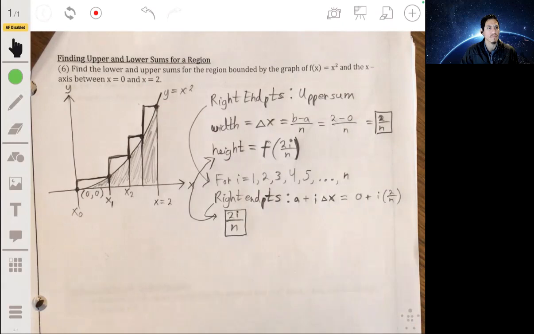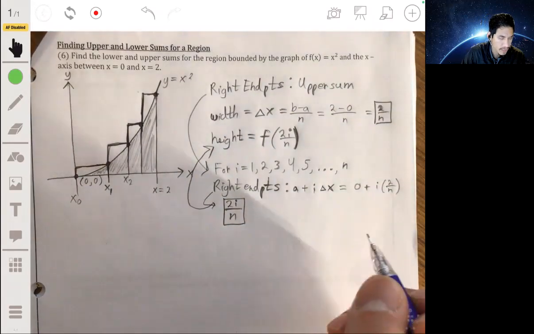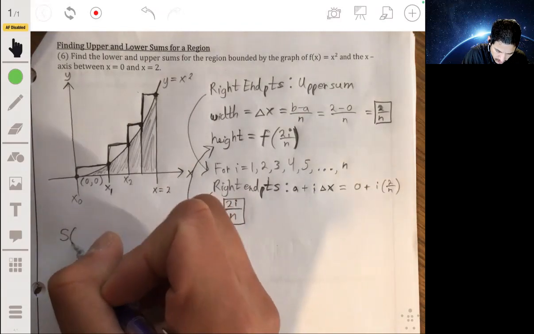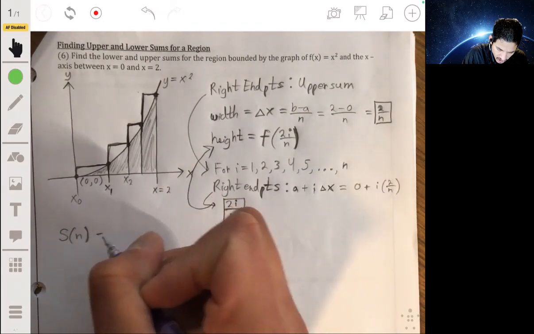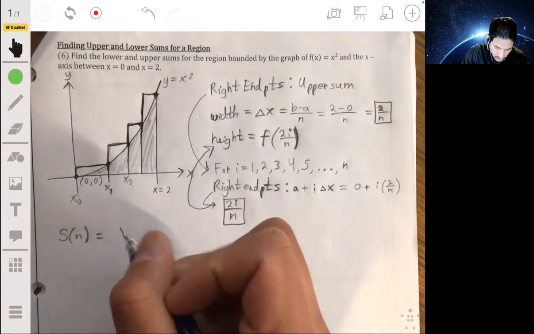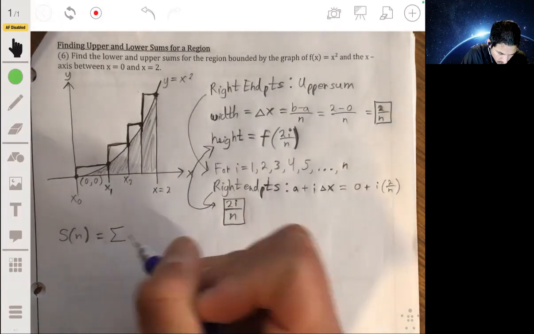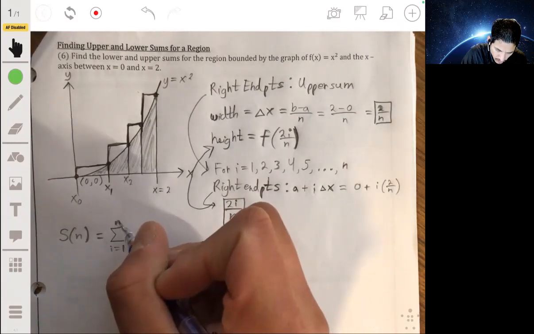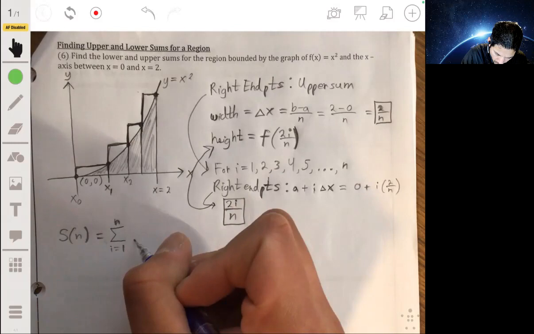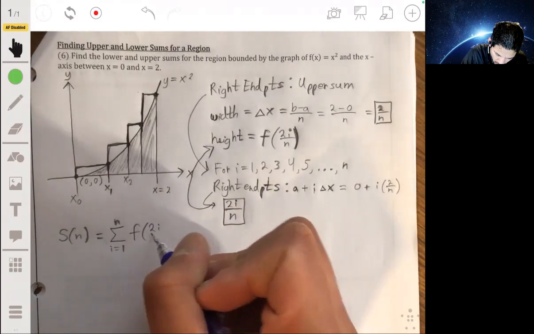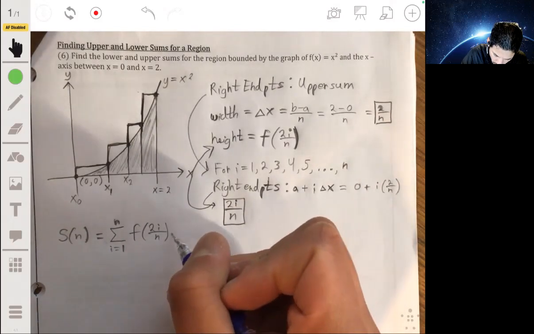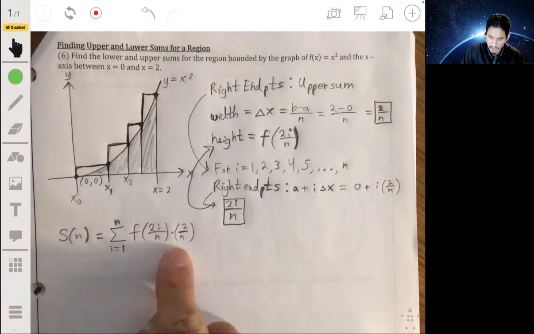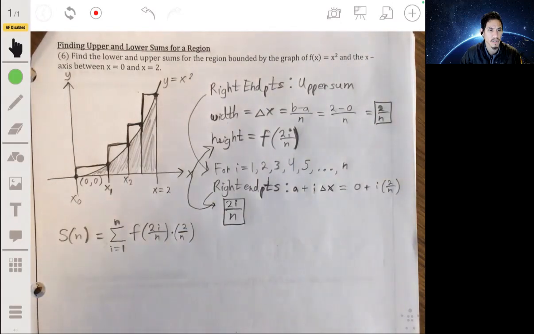And so then we can write the upper sum, and we're going to use large S sub n, will be equal to the sum from i equals 1 to n of f of 2i over n times 2 over n. Remember, the height times the width.